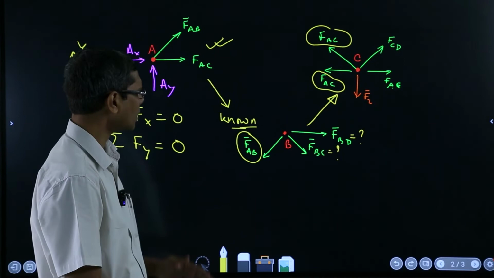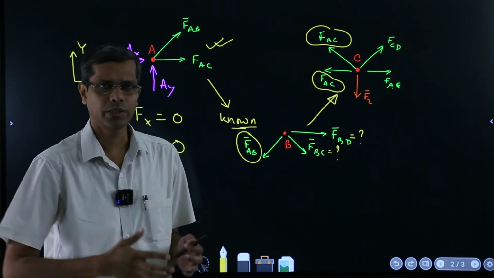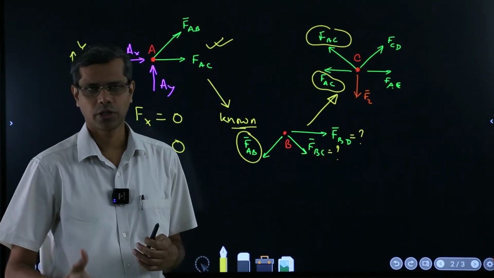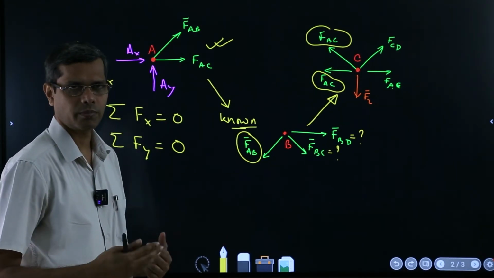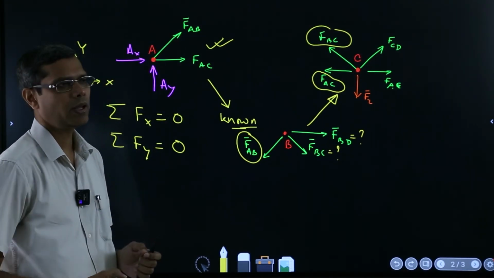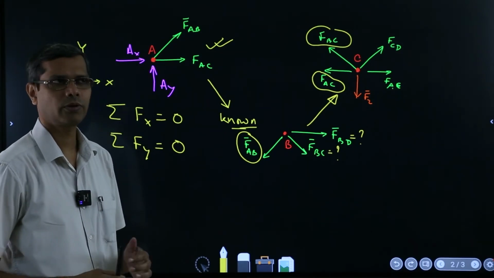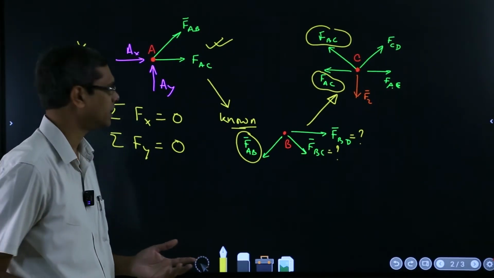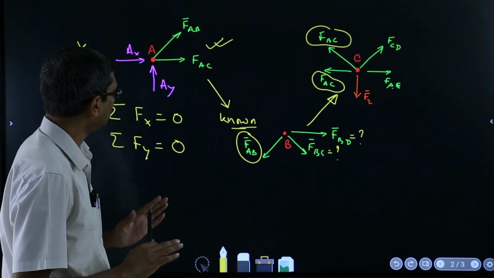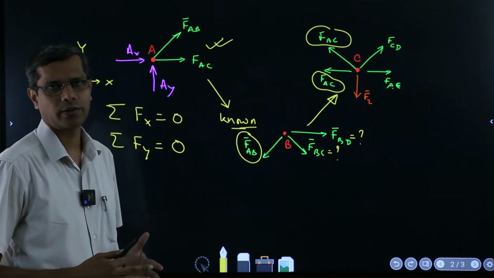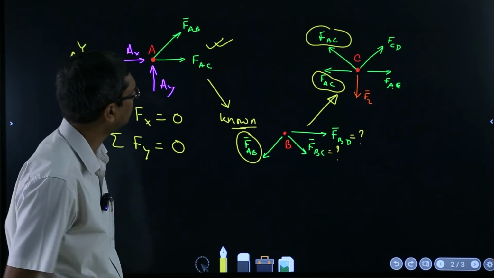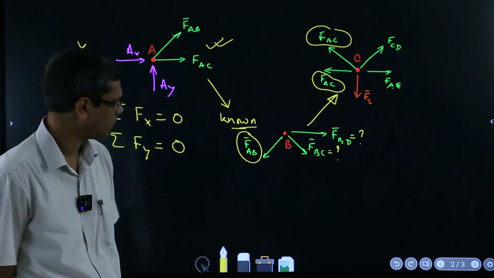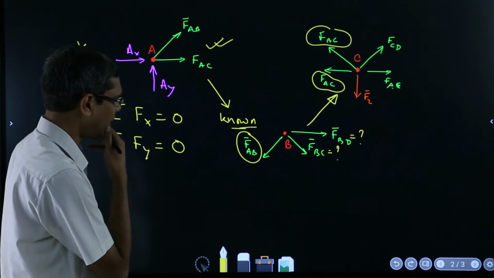Okay. So that basically is a very simple trick which is used to solve joint by joint by moving from one joint to the other, and then write the equations of equilibrium and solve them out completely. And then by the end you are done with all the member forces which have been evaluated. Okay. So that was about method of joint.